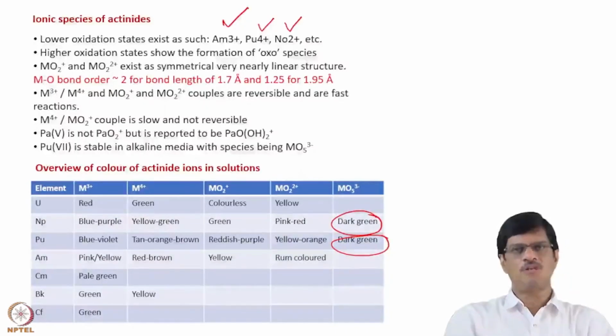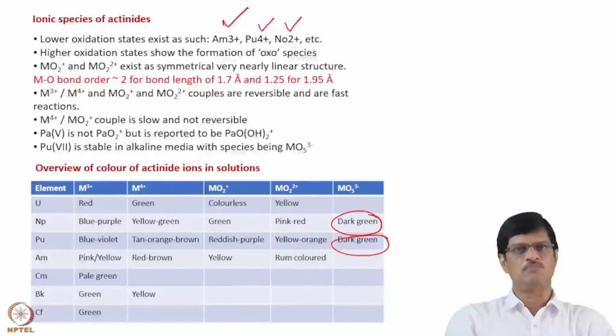But generally we don't deal with the alkaline medium in the nuclear fuel cycle. That is why these are only of academic interest for neptunium and plutonium +7. On the other hand, the other oxidation states are of great relevance.